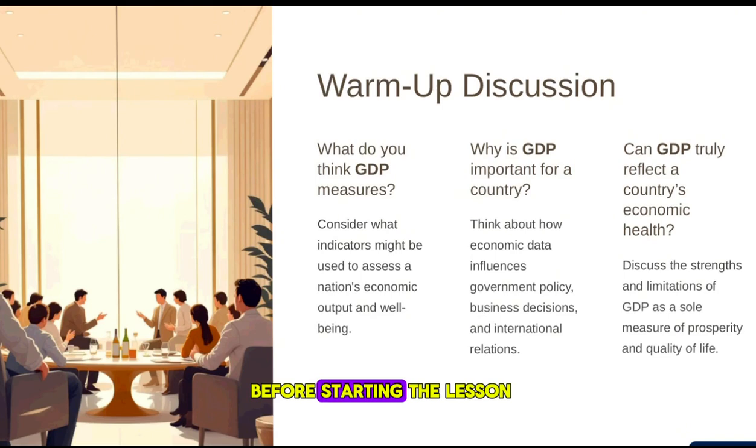Well, before starting the lesson, I want you to give yourself the following questions and think about them and prepare your answers. So, first question, what do you think GDP measures? Second question, why is GDP important for a country? And the last question, can GDP truly reflect a country's economic health?